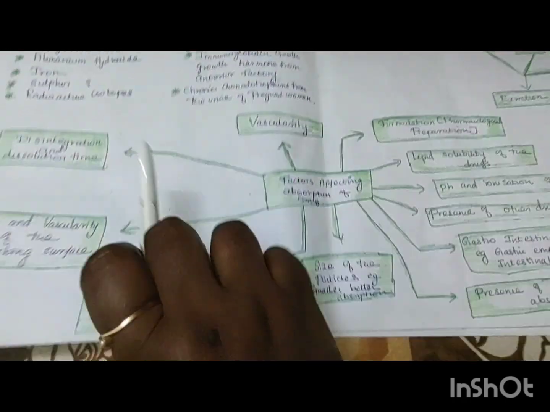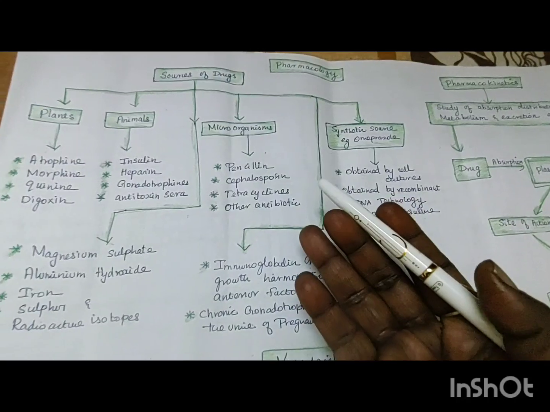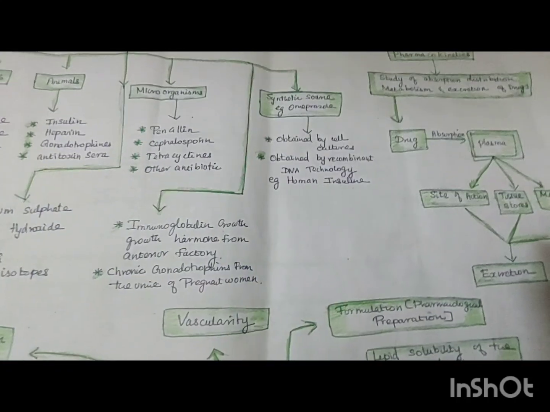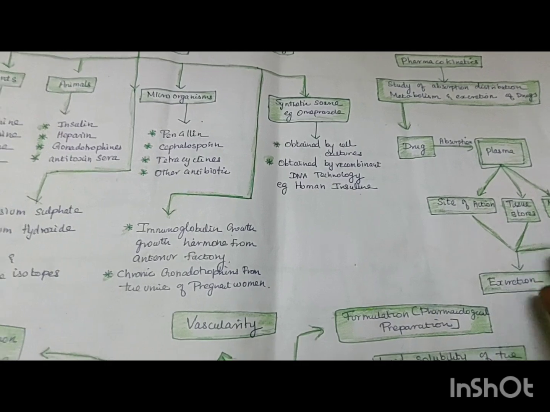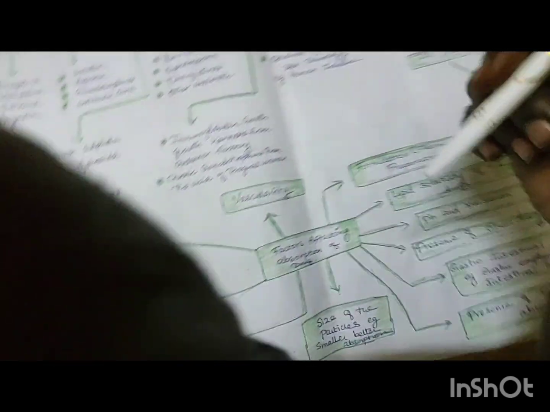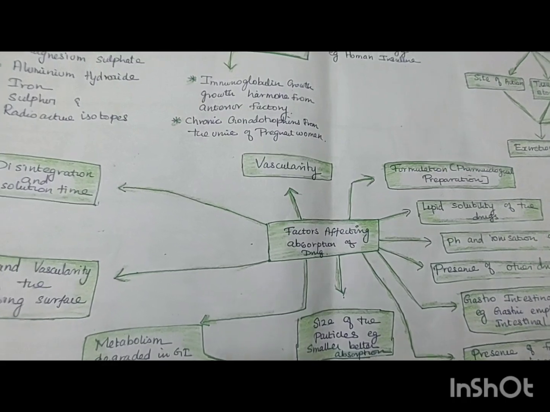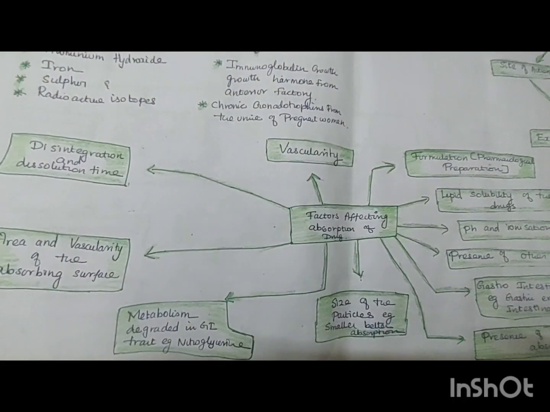So in this class we have seen what the sources are where the drugs are coming from. What is called pharmacokinetics? It is the process of the drug getting absorbed, metabolized and excreted. And what are all the factors which affect the absorption of the drugs?